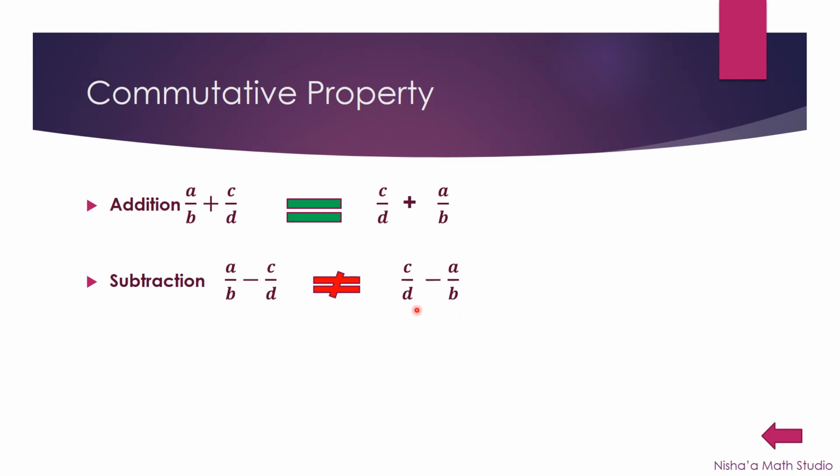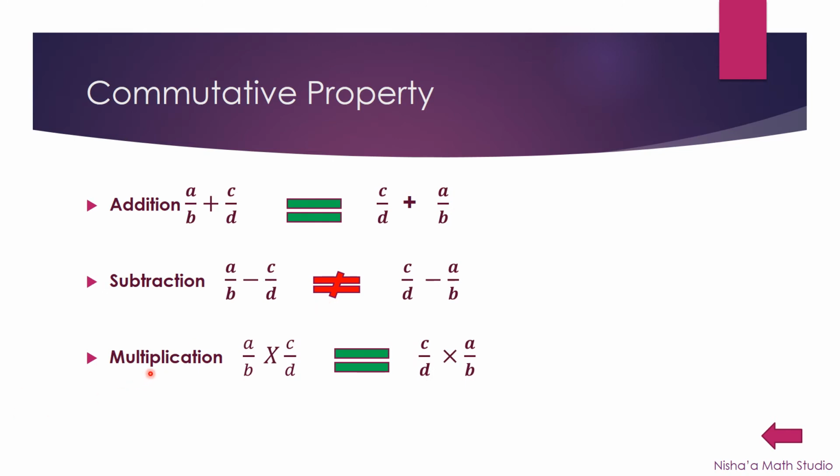You will get a negative value if you interchange them. One will be positive, one will be negative. Or it will be different answers if they are not negative numbers. So, rational numbers do not support commutative property for subtractions. It will not be equal.